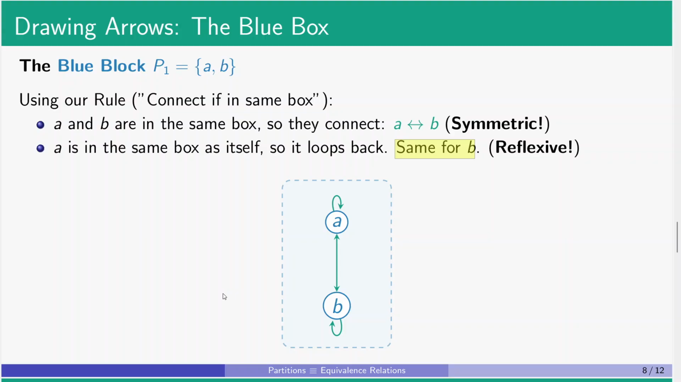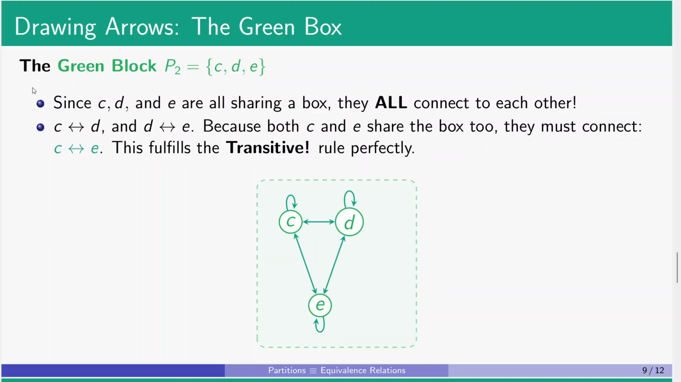Now let us move to the second block, the green block P2, which contains 3 elements, C, D, and E. Since C, D, and E all share the same box, we connect every pair of them to every other.